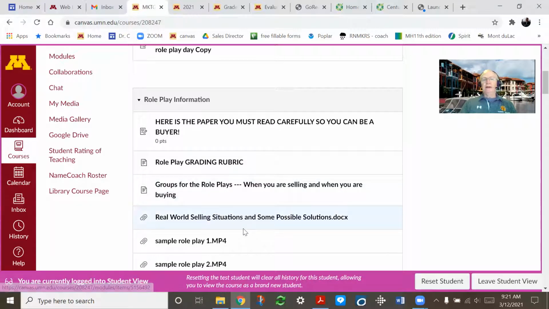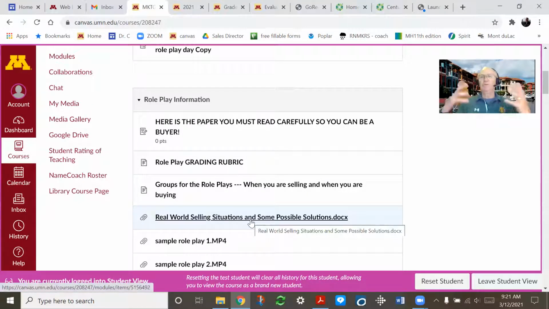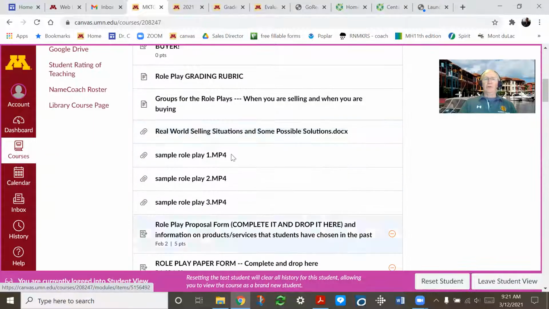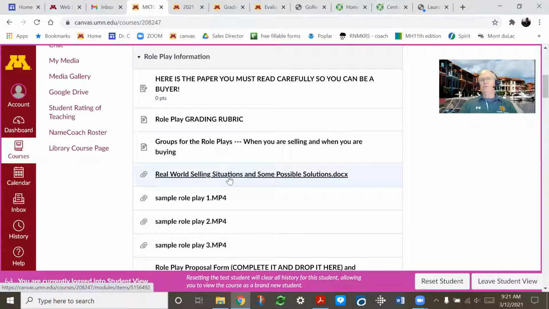And again, to remind you, those real world selling situations and some possible solutions, it might be a good idea to look at that as well before you come to class, before you give your role play. There are also sample role plays that you can look over to see what people have done in the past. So that's some information for you.